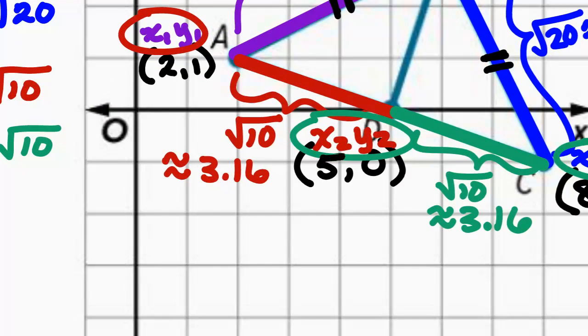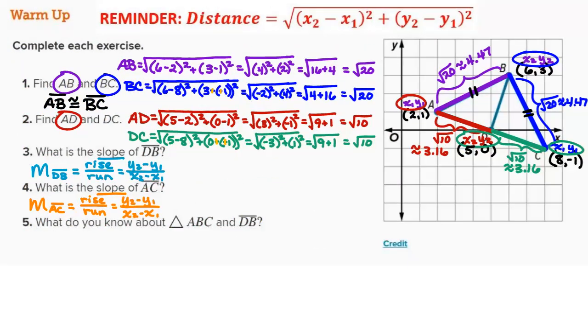Before we go on and do the slope, what kind of triangle are we looking at here? What kind of triangle is ABC? It's an isosceles triangle. How do you know? Two sides are congruent. AB and BC are congruent.